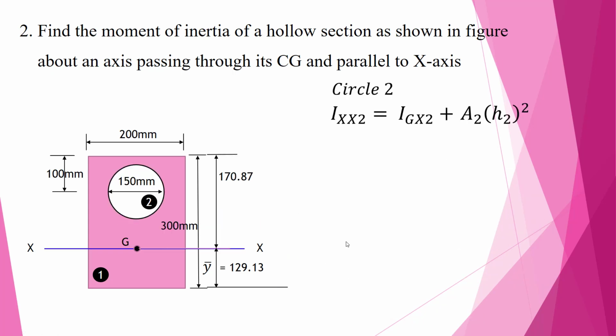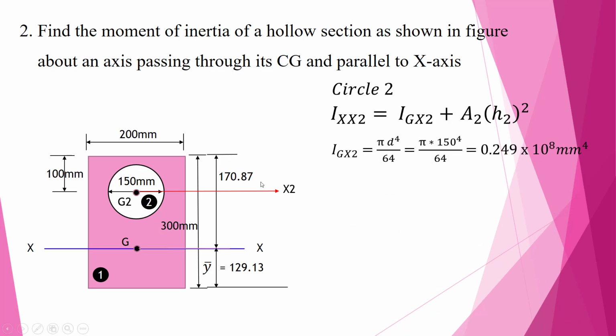Now let us take the circular section. In order to find the moment of inertia of the circular section with respect to the x axis, we can apply the parallel axis theorem. That is Ixx2 is equal to Igx2 plus A2 into h2 square. What is Igx2? Igx2 is the moment of inertia of the circular section with respect to its own centroidal x axis. So we need to locate the centroid of the circular section, which is denoted by G2 in the figure. G2 x2 denotes the axis passing through the CG of the circular section. If we know the moment of inertia of the circular section with respect to G2 x2, we can find out Ixx2 also.